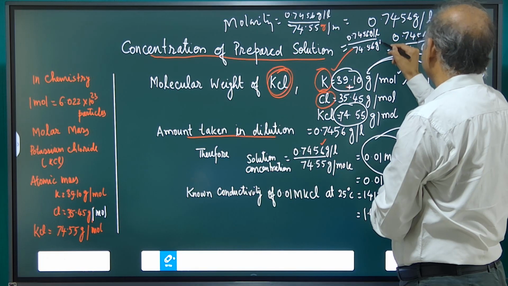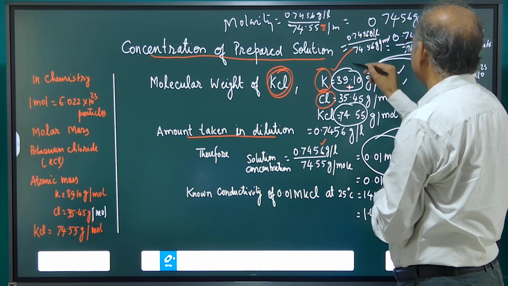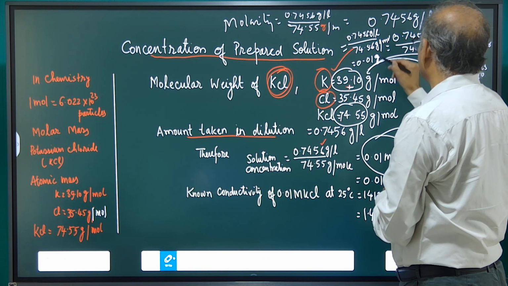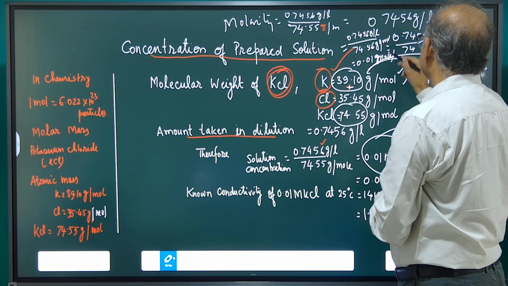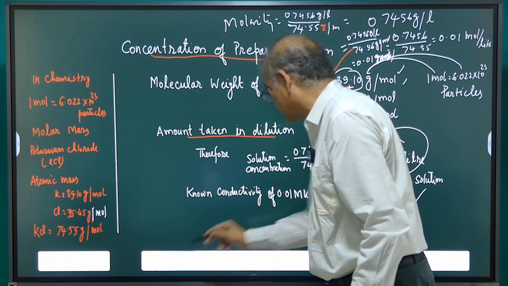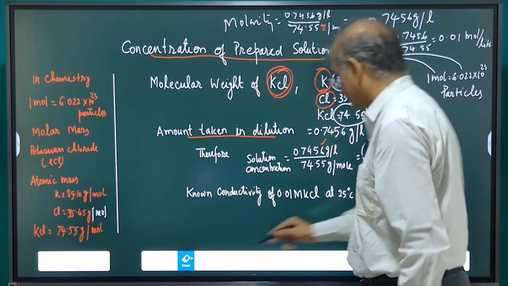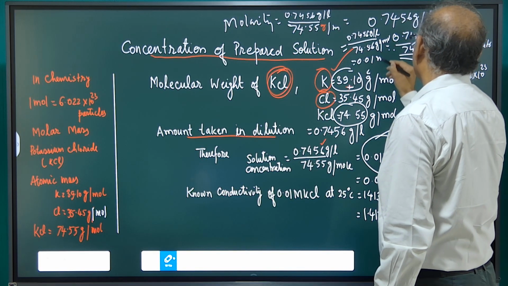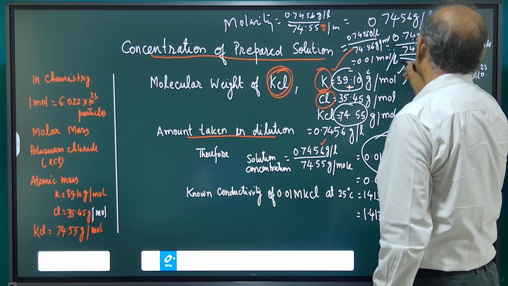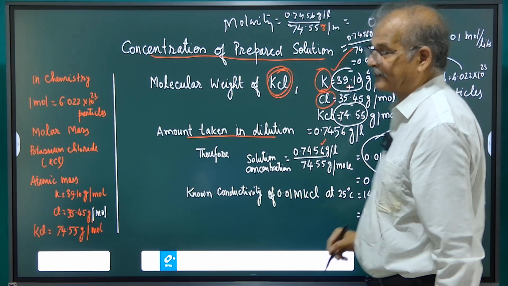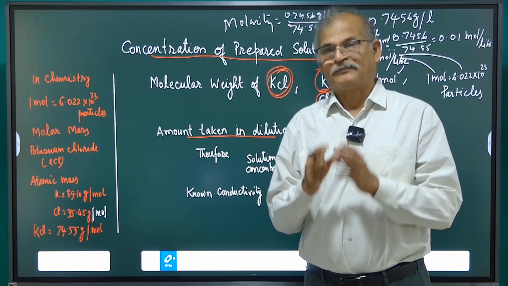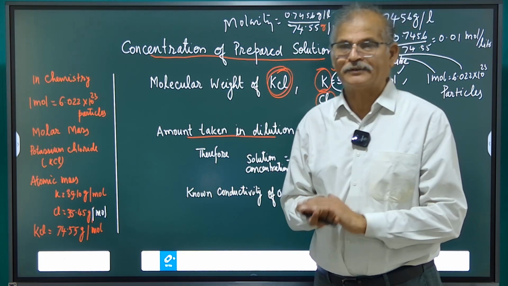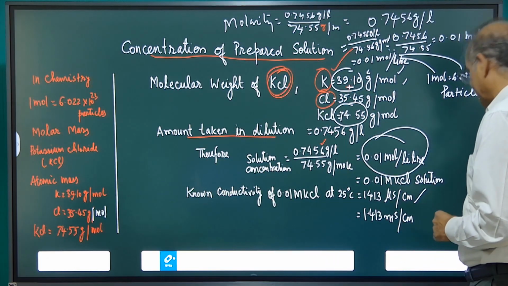Then we get the grams per mole, and we get the molarity: 0.01 mole per liter is the molarity of the solution. Then with the help of this standard solution, we can make different molarities of the solution as per the requirement.